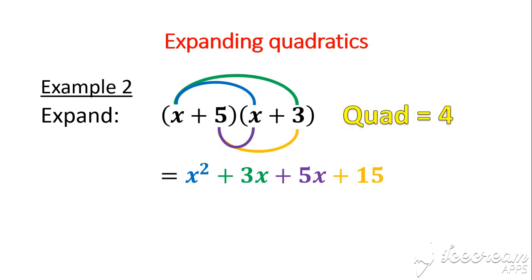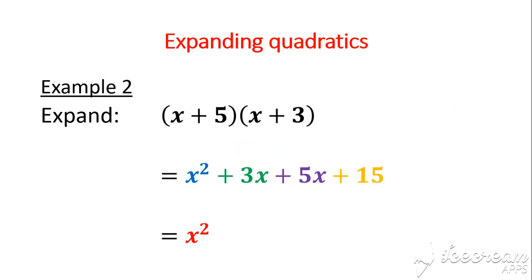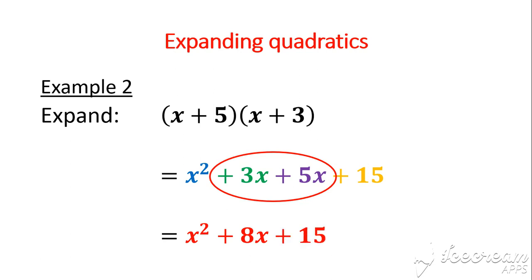Right, let's simplify it. Just remember our 4 rainbows, quad means 4. So let's simplify it. X squared is the only term with x squared. We can add the 2 like terms. 3x plus 5x makes 8x. And then we have our plus 15, and we're done.